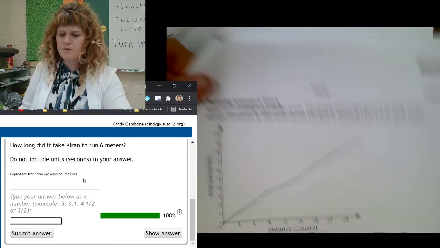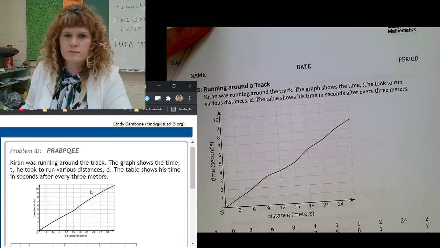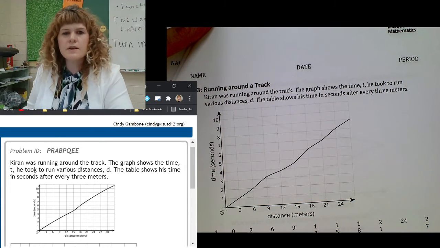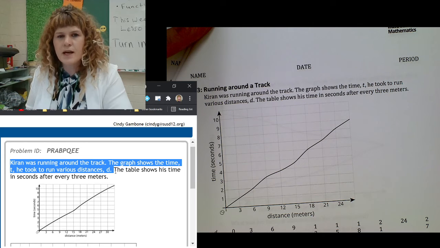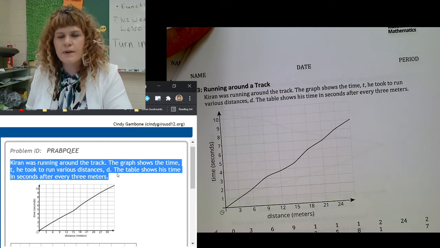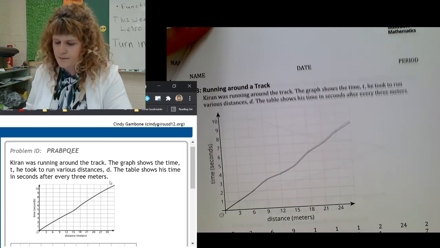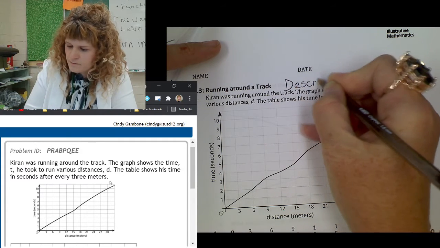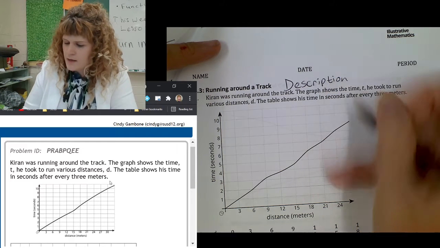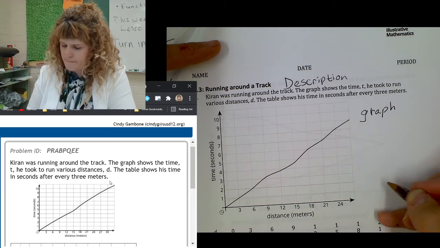Activity 4.3, running around a track. It says, Kieran was running around the track. The graph shows the time he took to run various distances d. The table shows his time in seconds every 3 meters. Okay, so here's a description. Here's the graph that matches that description.